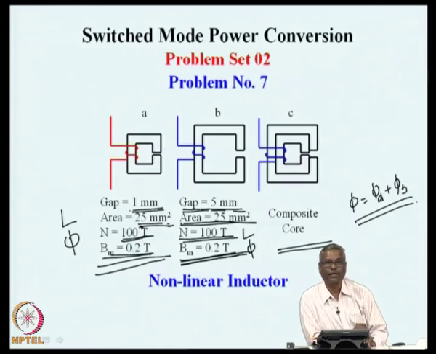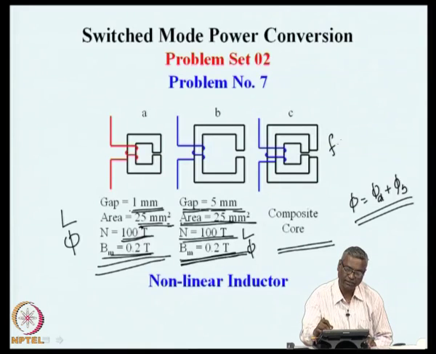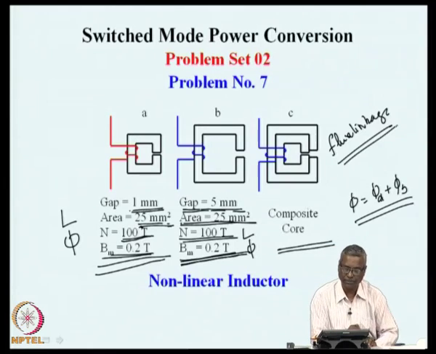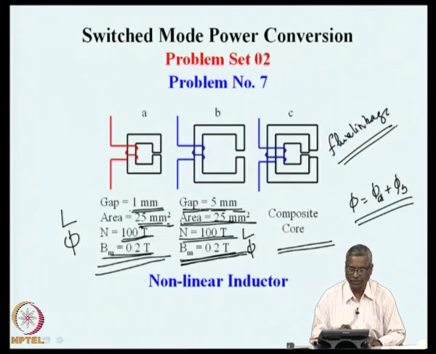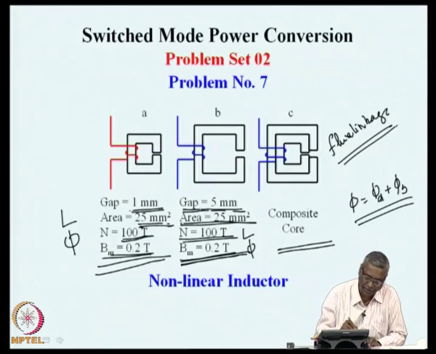So, by combining the characteristics, it is possible to find out the flux linkage characteristics of the composite core, and the flux linkage characteristics with respect to current will give us the required inductance for the composite core. We will see some nonlinear results here, which will give us an insight into building such nonlinear inductors in some special applications.